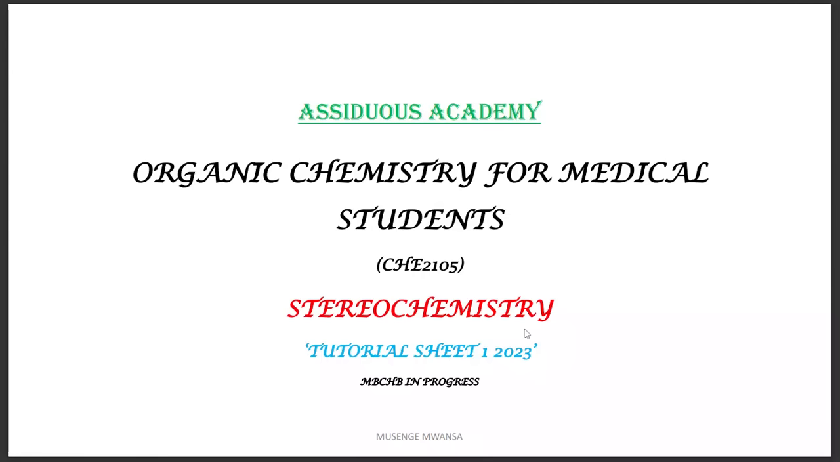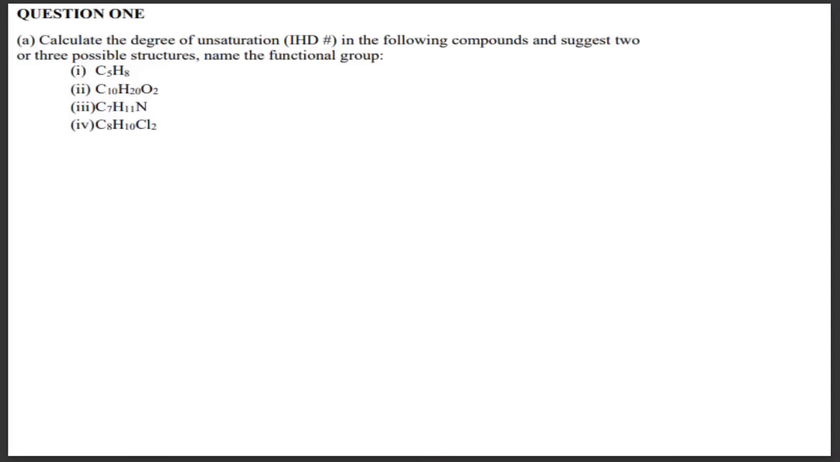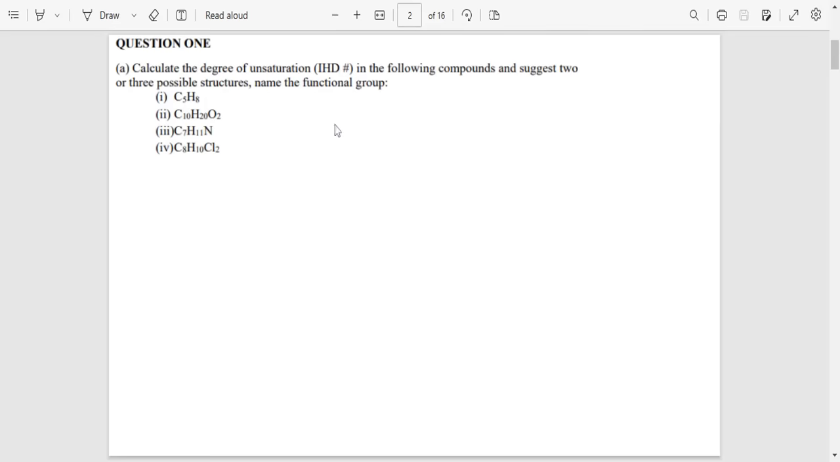Let's go over tutorial sheet 1 for organic chemistry. First question here: calculate the degree of unsaturation, which is IHD, or index of hydrogen deficiency, in the following compounds, and suggest 2 or 3 possible structures. Name the functional groups.